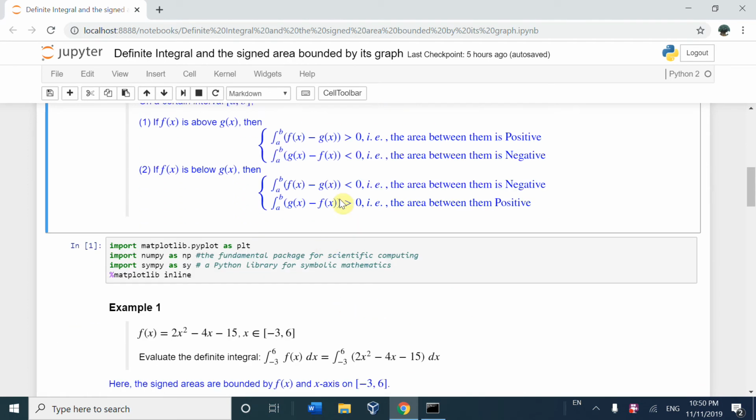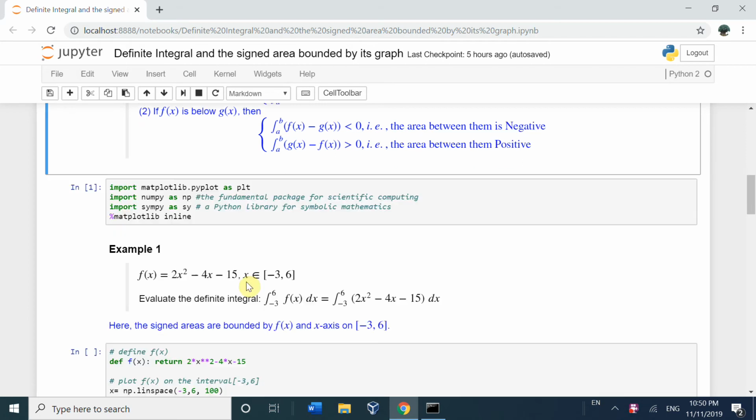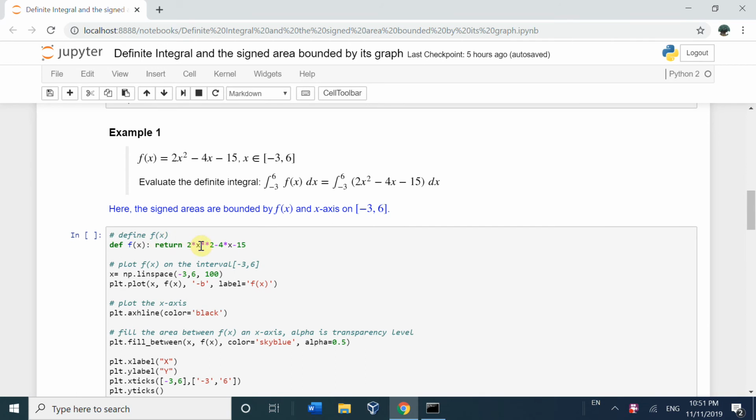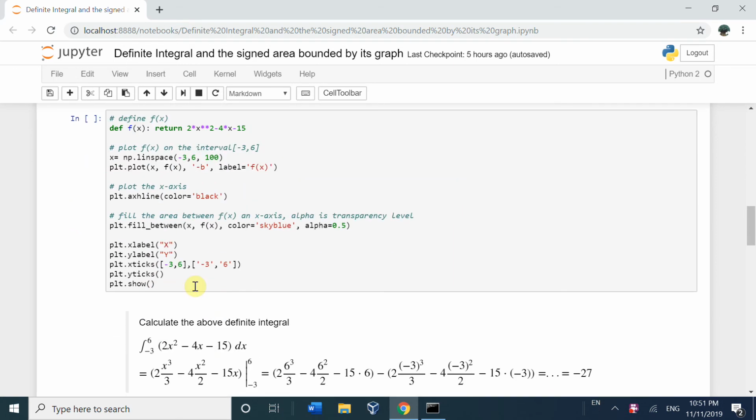Now let's illustrate what we just learned with Python. Same as our last video, we import matplotlib and SymPy. The first example, f of x is a quadratic function, and let's evaluate the definite integral. The interval is -3 to 6, and the signed area is bounded by f of x and the x-axis. F of x is 2x squared minus 4x minus 15. Plot f of x, and we also plot the x-axis because we want to get the area bounded by f of x and the x-axis. Then fill in the area by color.